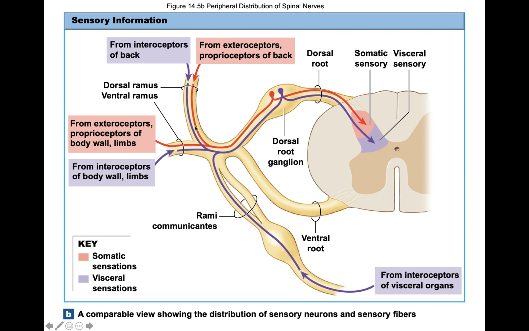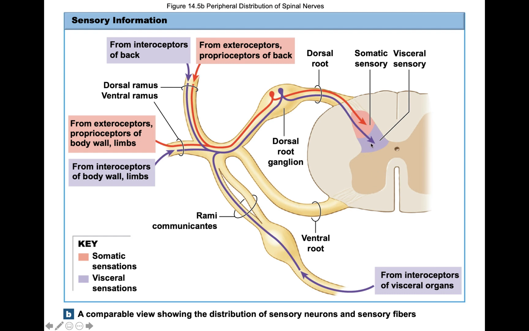So the information comes in from the back of the body, from the front of the body, and from the limbs, and it's going to enter the dorsal root, and this is where the cell body is going to lie. It's going to come in through the dorsal gray horn or posterior gray horn, and it's going to bring somatic sensory information from the external receptors, and visceral sensory information from the internal visceral organs. And then your body's going to decide what commands need to be sent out.